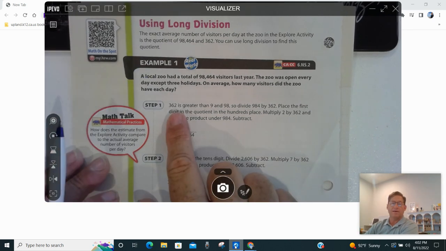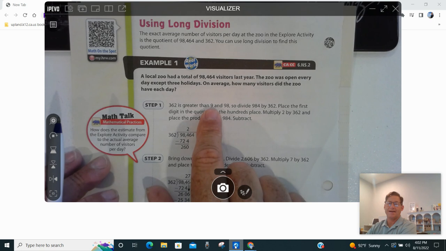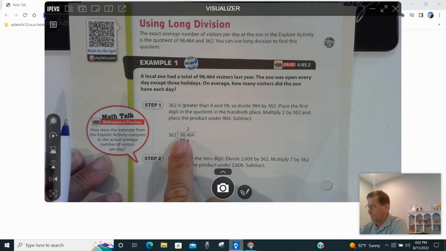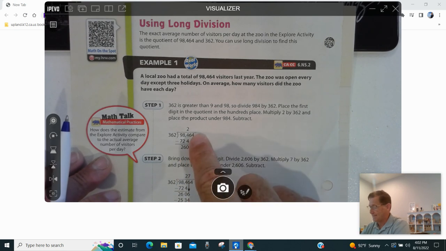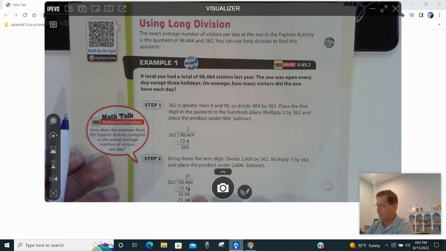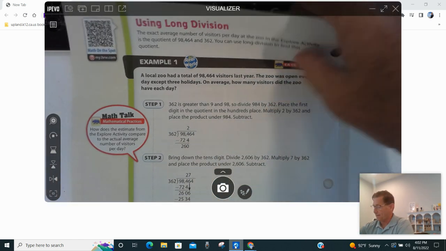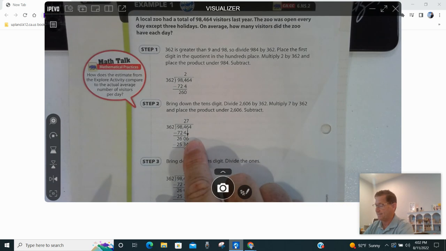So step 1, 362 is greater than 9 and 98. So 362 is greater than 9, is greater than 98. So we're going to take 984 and divide by 362, and that gives us 724. 2 times 362 is 724. Subtract, we're left with 260. Next step is to bring down the 6. So bring down the tens digit.